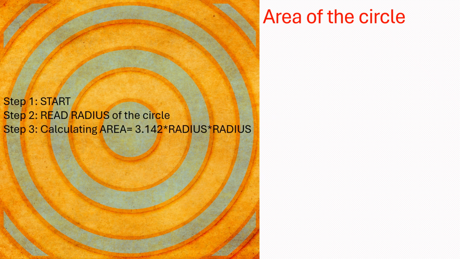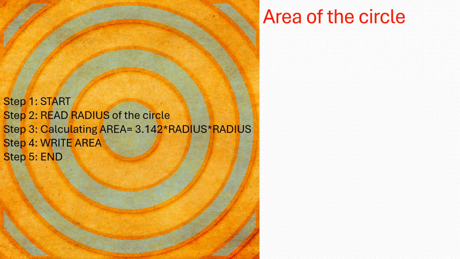The next control structure example is to generate the area of the circle. So for this, first we'll design the algorithm. Step 1, start. Step 2, read radius of the circle. Step 3, calculate area equals 3.142 into radius. Step 4, write area, and then step 5, end.